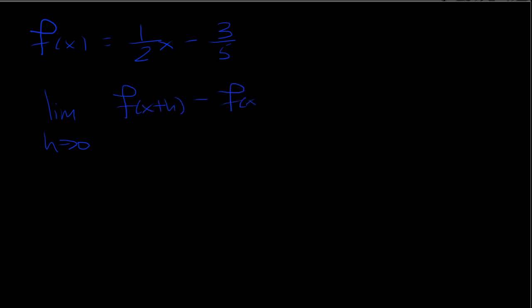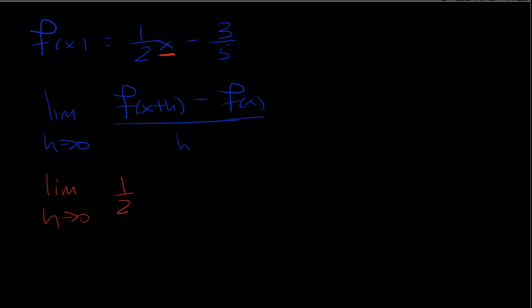I want to find the derivative of f of x equals 1/2 x minus 3/5. I'm going to be using the definition of a derivative. So that is the limit as h approaches 0, f of x plus h minus f of x all over h. So for every x I see, I'm going to be substituting an x plus h.